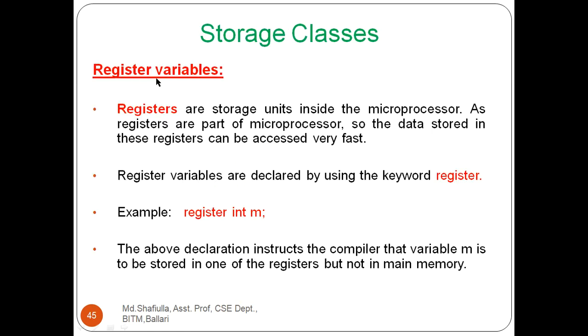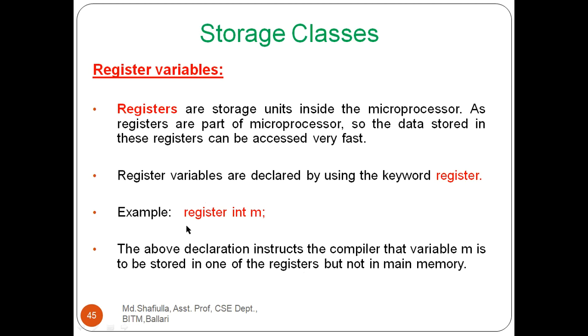So the last part of this is register variables. Registers are nothing but, basically they are the storage units inside microprocessor. And since these registers are part of microprocessor, the data stored in these registers can be accessed very fast. And register variables are declared by using the keyword register. Example, register int m. m is a variable, int is a data type, register is a keyword. So this above declaration, register int m, will instruct the compiler that the variable m should be stored in one of the registers but not in main memory.